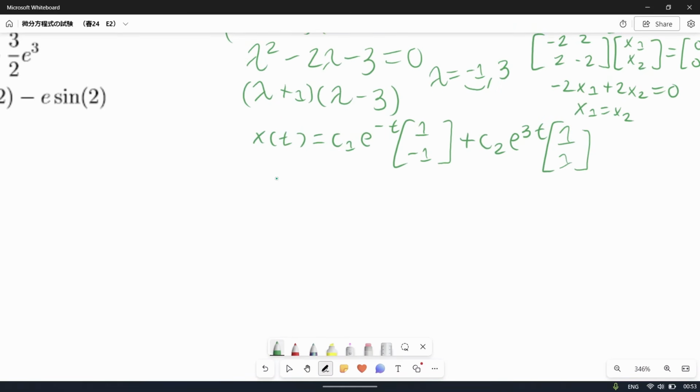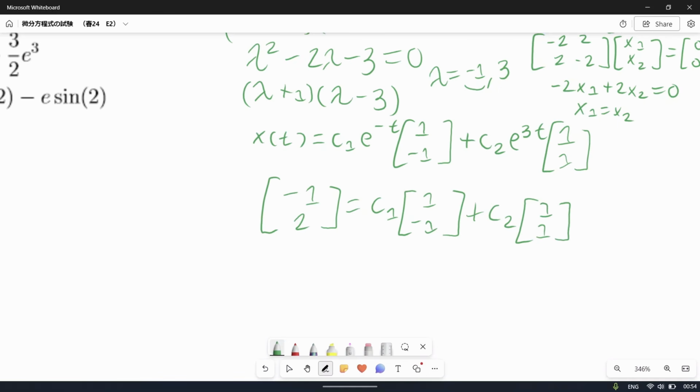So I'm going to put it into an equation like this, where we can say that negative 1, 2 is equal to c sub 1 times 1, negative 1, plus c sub 2 times 1, 1. And I got rid of these e's because I set t equal to 0, so e to the 0 is just 1, so that gets rid of those. And to find c1 and c2, there are a variety of different ways you can do it. You can set up a couple of equations and find them that way. Or if you're comfortable with linear algebra, you can set up an augmented matrix and row reduce it to find c1 and c2.